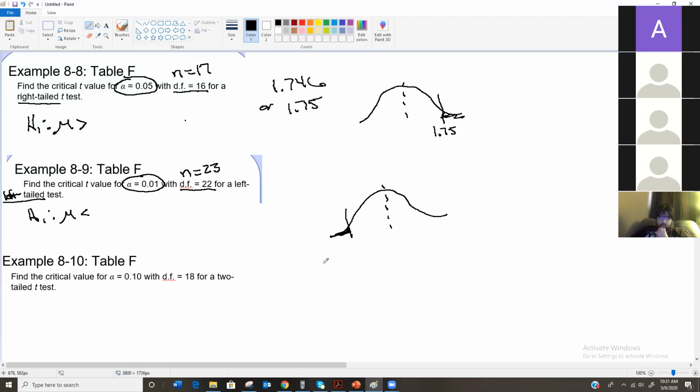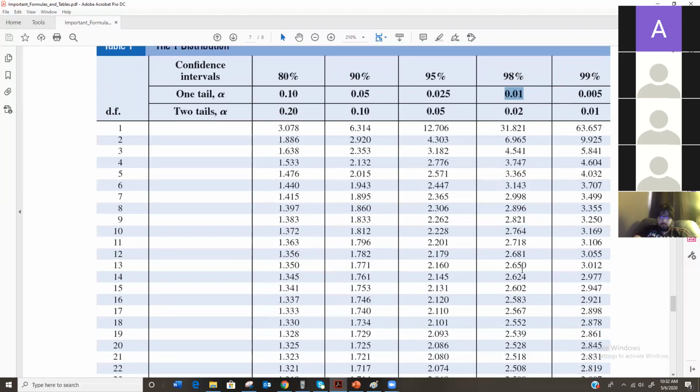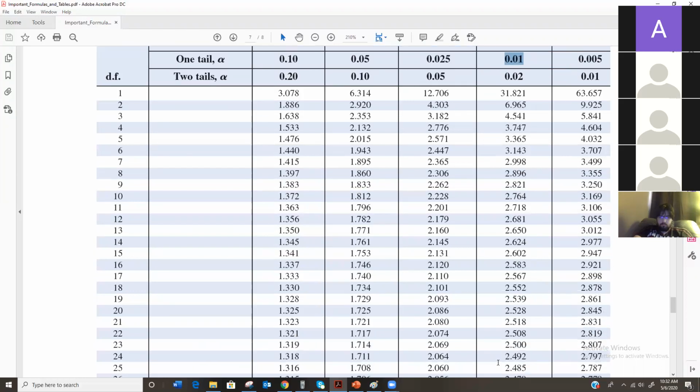Okay, so when we go, we're looking for a left-tailed t-value on the chart. Alpha 0.01, degrees of freedom 22, left-tailed. Alpha 0.01. I'm looking at one-tailed because it's left-tailed. 0.01 is clear over here. And then degrees of freedom, I might have to go down just a little bit more. Should be right here.